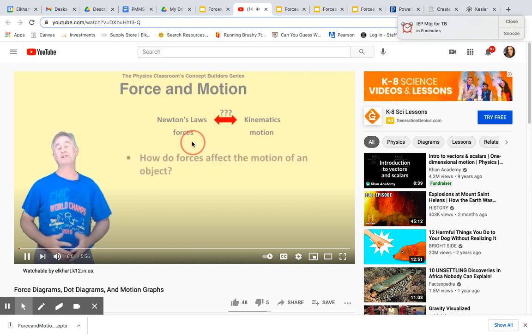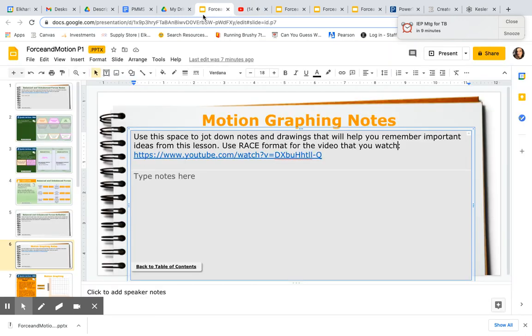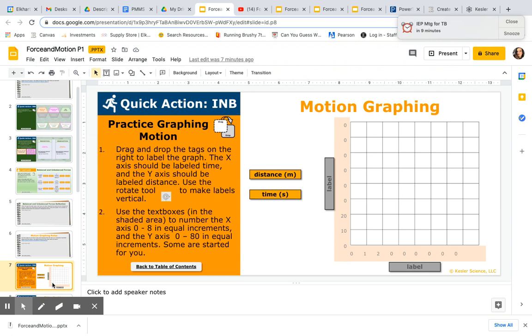All right. How do forces affect? So you will take and you will put a race format together and type your notes in right here. When you're done with that, you'll continue on to this. It says drag and drop the tags on the right to label the graph.